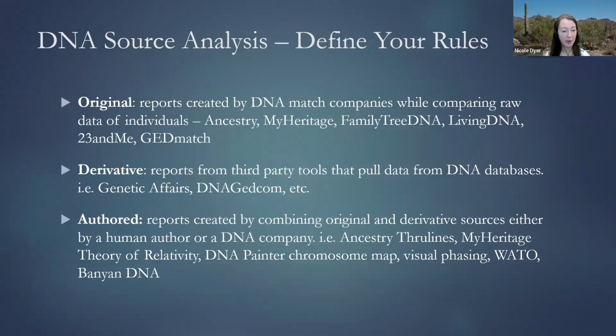When someone creates a DNA Painter chromosome map by copying and pasting segments from the testing company into DNA Painter, visual phasing, Banyan DNA. Most of these are ones where the user takes information from an original source and puts it into a creation that they're making. So those are the rules that I came in with to define for the AI that I want in Airtable.